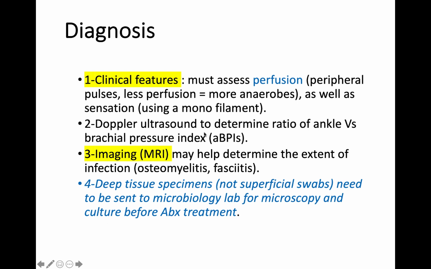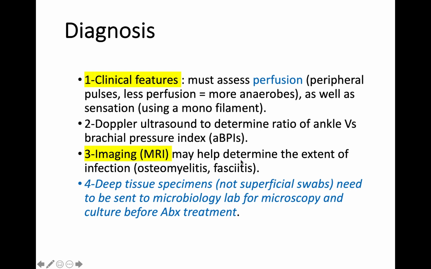You can see how well it is perfused, and then peripheral pulses, less perfusion, more anaerobes, as well as sensation. Use a monofilament, a plastic filament like this, and then you can use it. This is used for assessing neuropathy and sensation. You do this in fourth year. Doppler, we covered it.